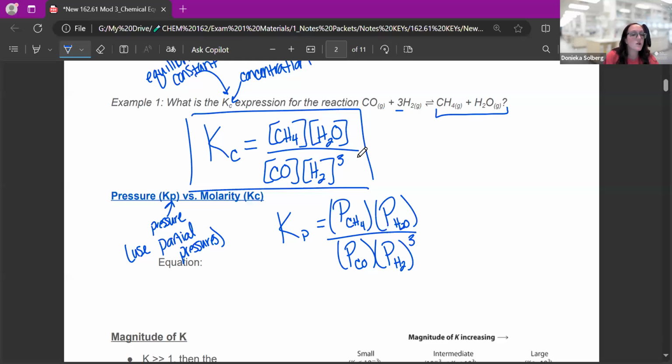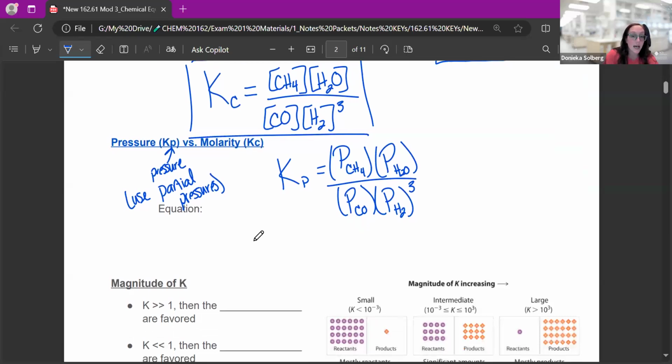So I said that these are related, but they're not going to be the same value, well, at least not most of the time, because molarity is not the same thing as pressure. They are related, however. So if I had the Kc, but I could only measure pressures in lab, then I could do Kp. Well, there is an equation that relates Kc to Kp, and that is this. Kp equals Kc times RT to the delta n.